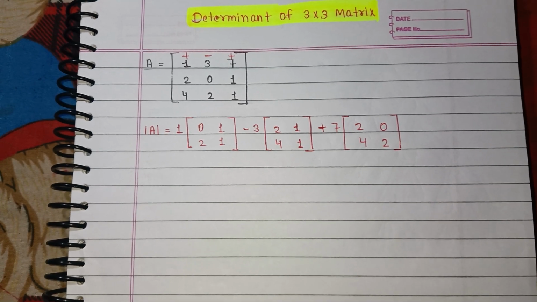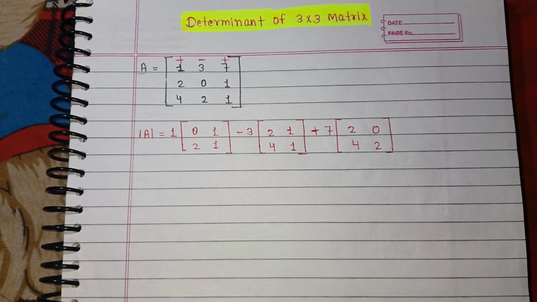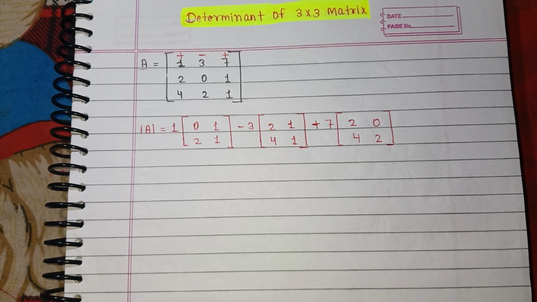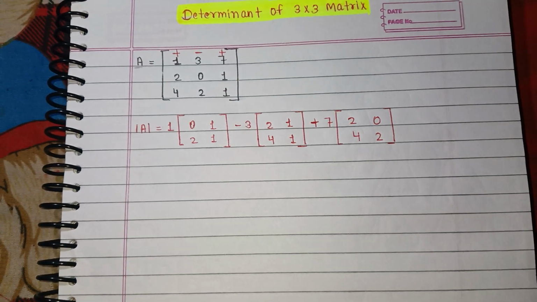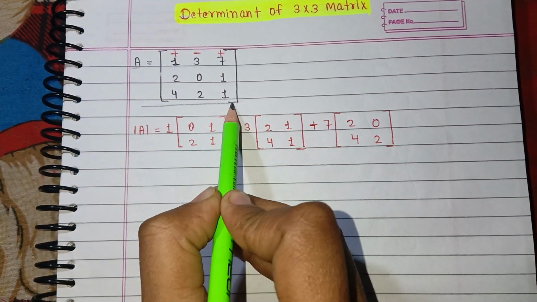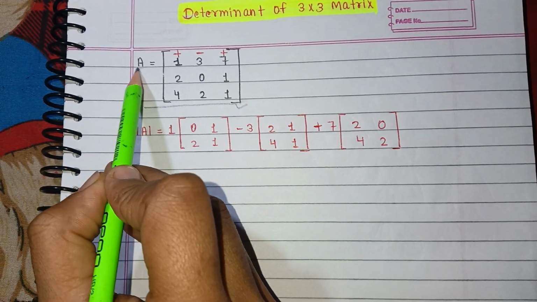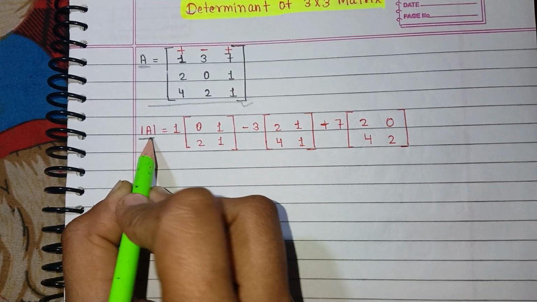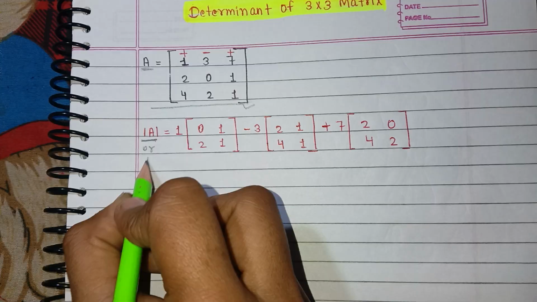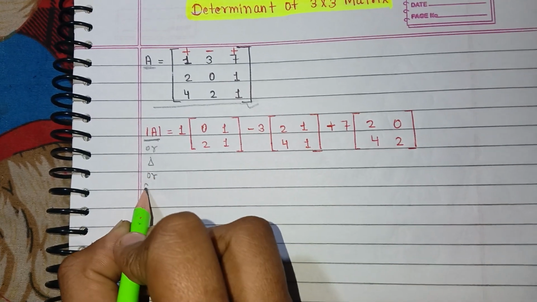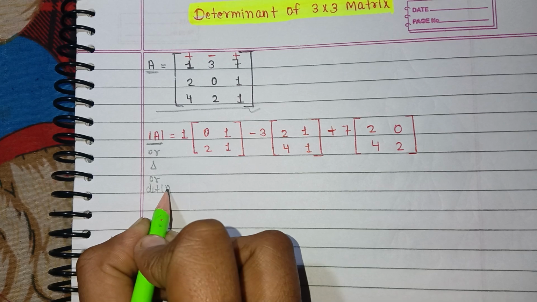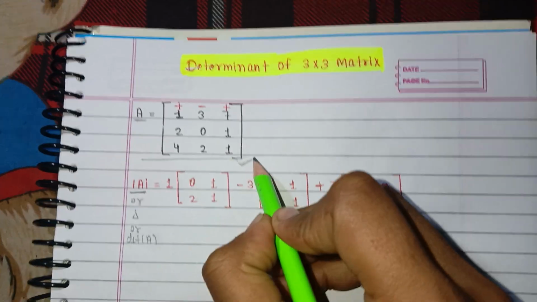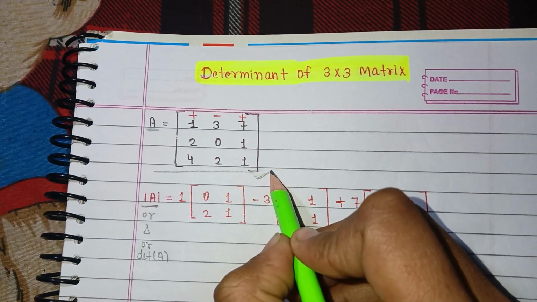Hello guys, in this video I'm going to explain how we can easily find the determinant of a 3 by 3 matrix. So this is our given matrix and we have to find the determinant of matrix A. We represent the determinant like this, or we can use delta or det A to represent the determinant of matrix A. This is our matrix for which we have to find the determinant.